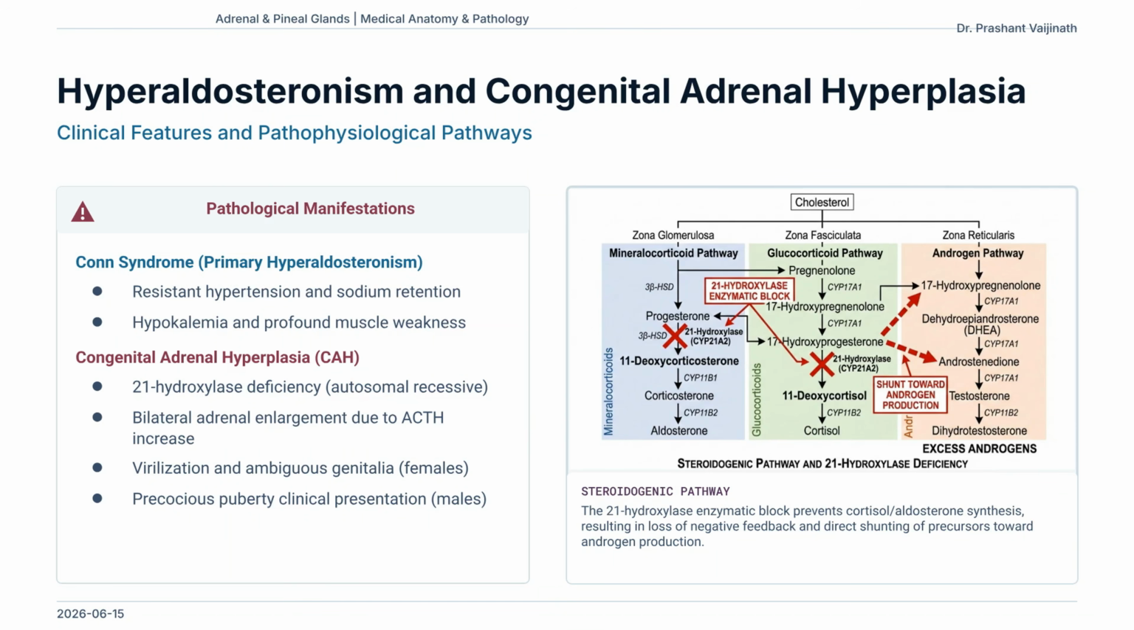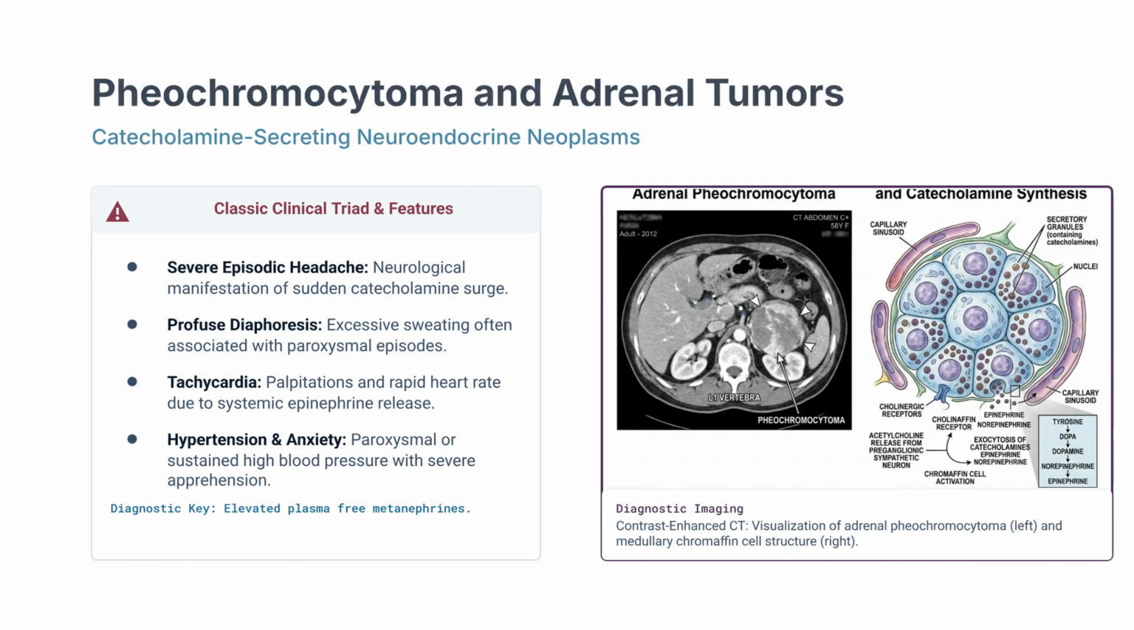Congenital adrenal hyperplasia, an autosomal recessive condition, is caused by 21-hydroxylase deficiency. This enzymatic block shunts precursors toward androgen production, leading to virilization and precocious puberty, alongside adrenal enlargement.